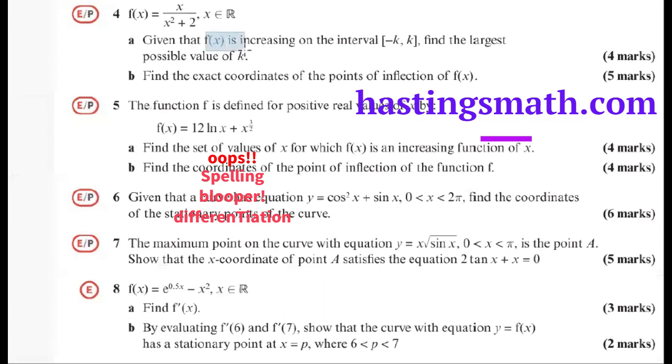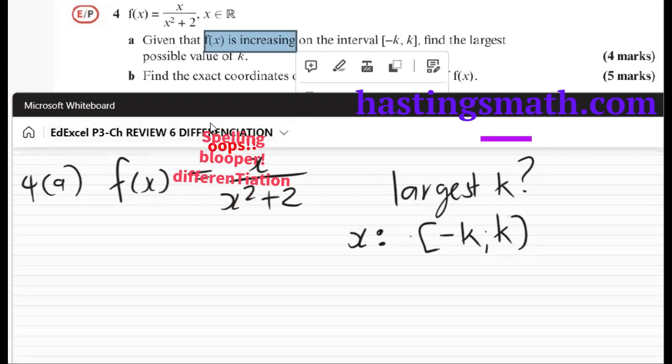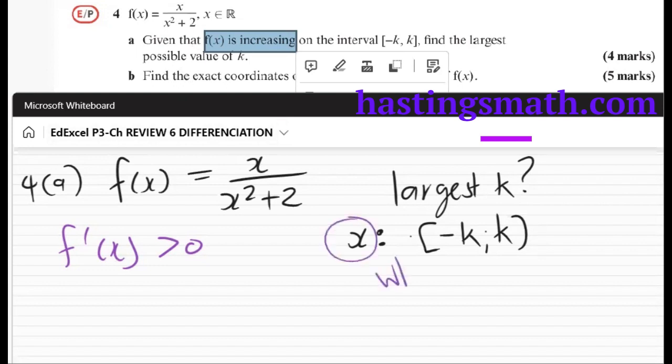So the first part I want to unpack here is this statement of the increasing function. Increasing functions are increasing when the gradient is positive. So for an increasing function, our f dash of x will be larger than 0. So we need to find the gradient, the first derivative, and find out where it is larger than 0, and that will help us find our k values. Our k values represent what is x? What is x when this function is increasing?